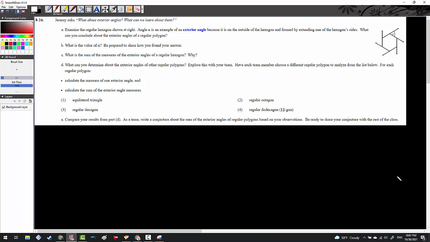What can you conclude about the exterior angles of a regular polygon? Actually, let's just answer A. I was looking at B when I was talking about that. What can you conclude about the exterior angles of a regular polygon? Well, if you look at them, they are actually extensions on the outside. If you look at angle A as a holistic angle, it lies on a straight line. So we could probably use some type of 180 minus some type of angle relationship.